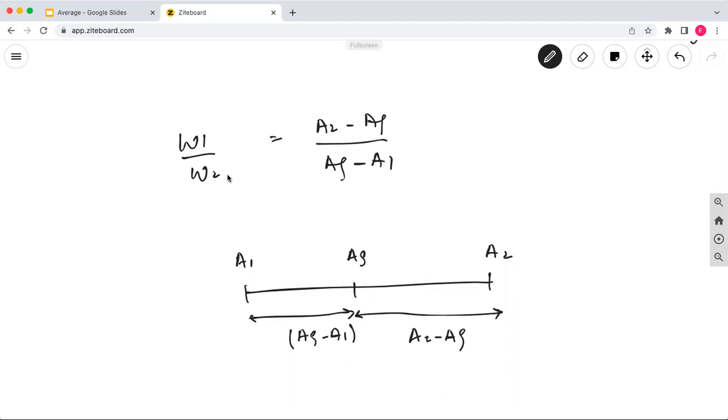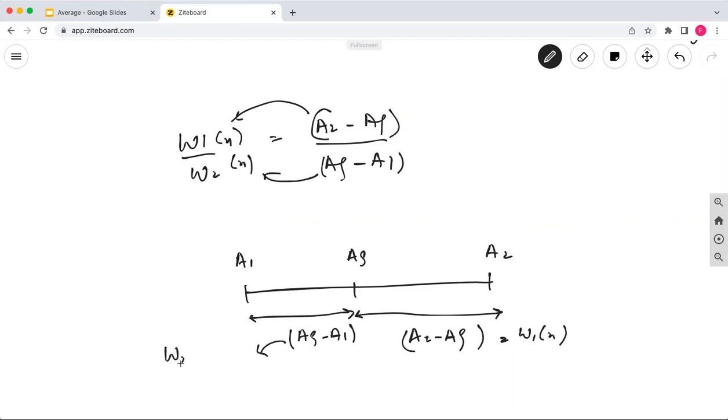Now this W1 and W2 is actually a ratio, right? And if you remember the equivalent fraction concept, this thing must be equal to this thing, but with some multiple. And this thing is actually equal to this thing, but with some multiple. So we can write this as W1x and this thing as W2x. Is this understood till now?